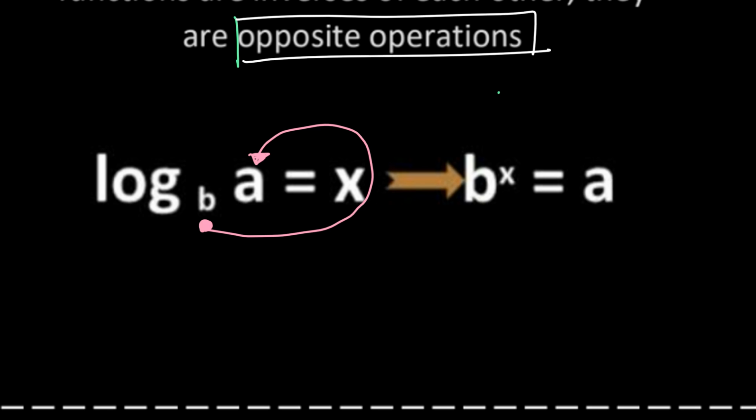So this means that I'm going to start with my base B, right? That's where I started my roll. Then I pass by X, so that's what I raise B to. And then I stop at A, so that's what it's equal to. And this will make more sense as we do it more.